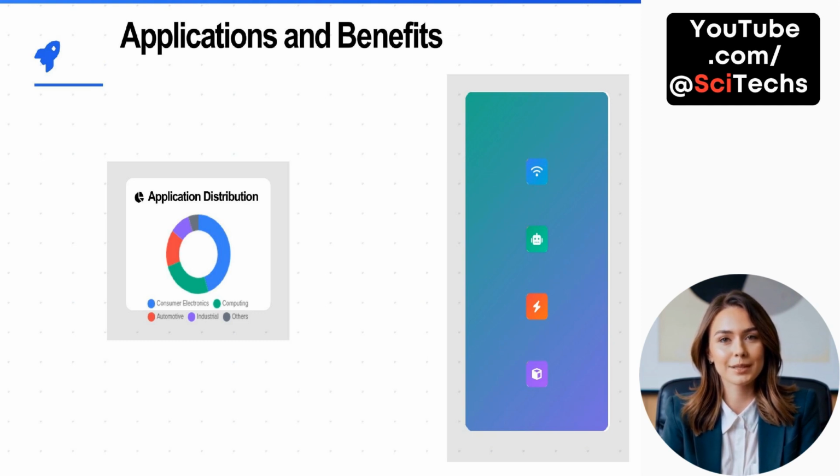A smaller segment labeled Others may include areas like healthcare, telecom infrastructure, and smart home devices. The icons reinforce these categories, representing wireless communication, robotics and AI, power and energy systems, and computing and data applications. Together, this visual overview highlights how semiconductors enable functionality across every major sector of modern life.